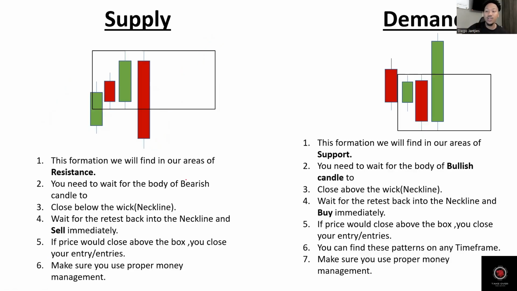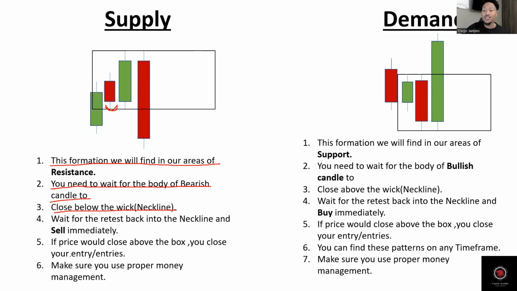Okay, so now let's look at the criteria of an area of supply. This formation will be found in your areas of resistance, right? Once price is tapping inside an area of resistance, this pattern will normally find itself occurring. You need to wait for the body of the bearish candle to close below the wick, right? And that area will basically be your neckline, which is this area over here. The bear candle will be this one. You need to wait for this candle to close, not with a wick, with a body. The body needs to close below to activate this area of supply for you.